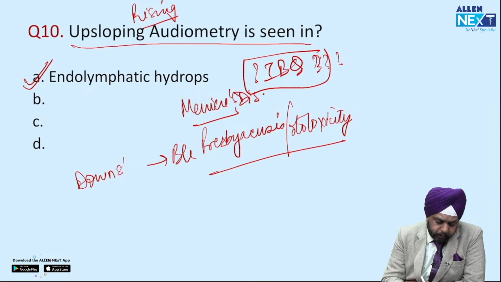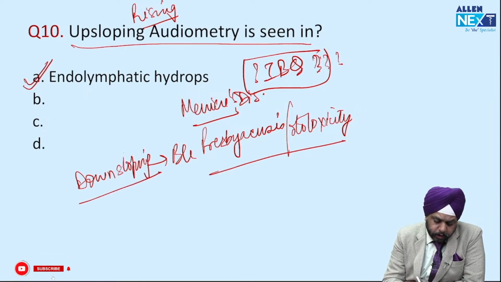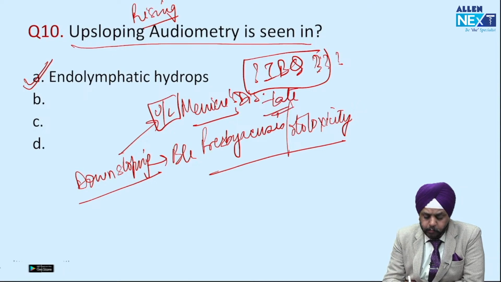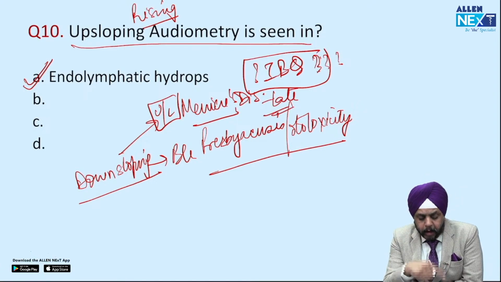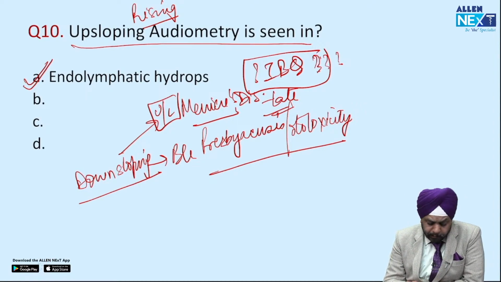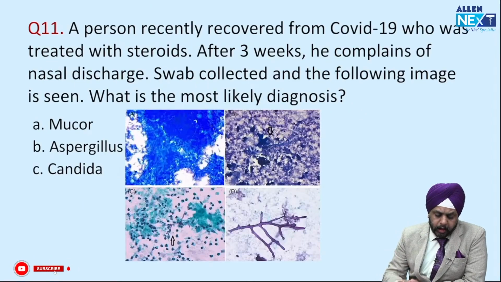Of course, in Meniere's disease also, in later stages, it becomes downsloping, but there it is unilateral. So late Meniere's disease has downsloping, but early Meniere's disease is upsloping. So the answer is endolymphatic hydrops, right? Okay, question number 11 that we have.